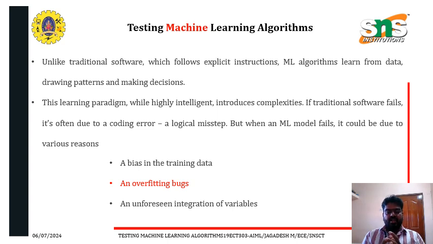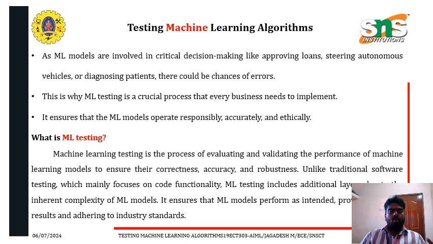If traditional software fails, it is often due to a coding error, a logical misstep. But when an ML model fails, it could be due to various reasons: a bias in the training data, overfitting, bugs, an unforeseen interaction of variables. And yes, ML models are involved in critical decision making like approving loans, steering autonomous vehicles, or diagnosing patients. There could be chances for errors. This is why ML testing is a crucial process that every business needs to implement. It ensures that ML models operate responsibly, accurately, and ethically.